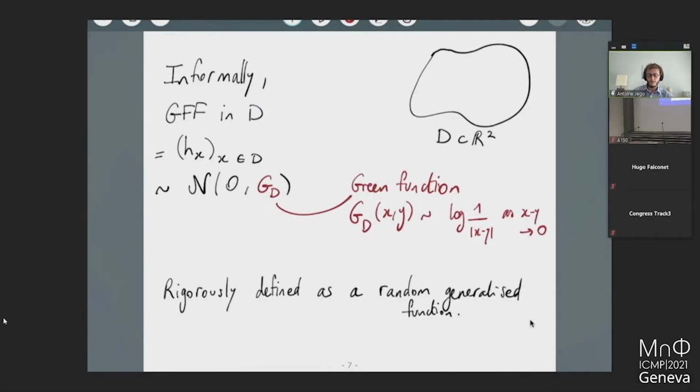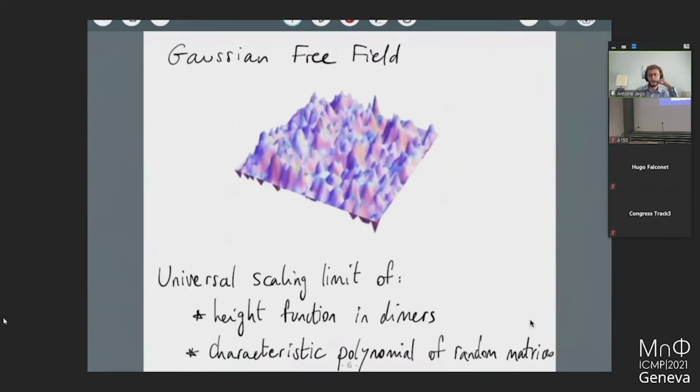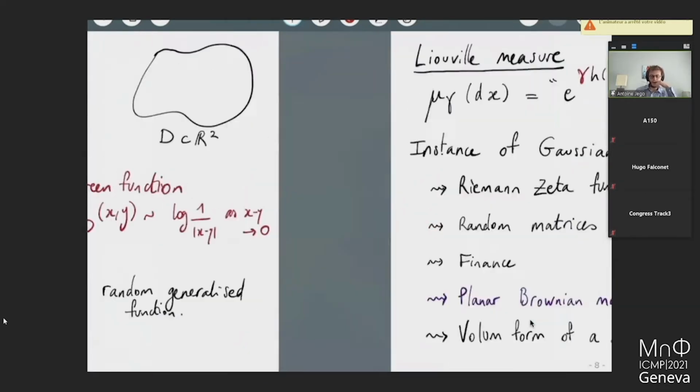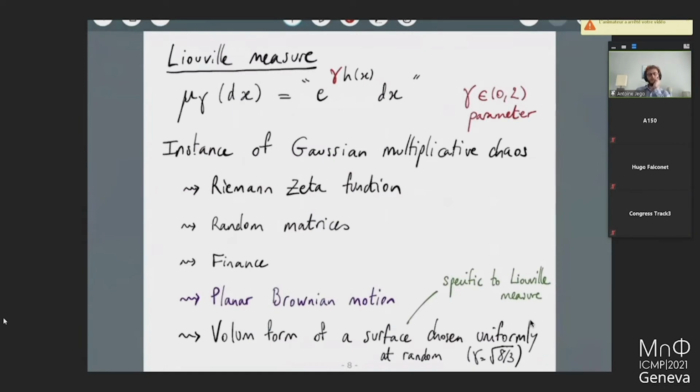But it turns out that the Green function in 2 dimensions blows up logarithmically on the diagonal. And because of that, the GFF is actually not defined pointwise. Instead, it is rigorously well defined as a random generalized function. This is a bit what we saw in the previous picture. We had a very rough object with a lot of spikes, if you want. Okay, so that's the GFF.